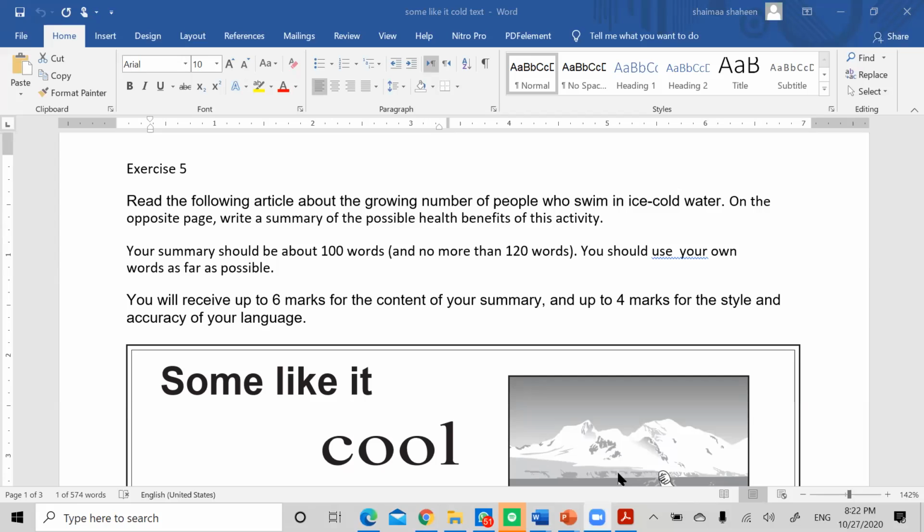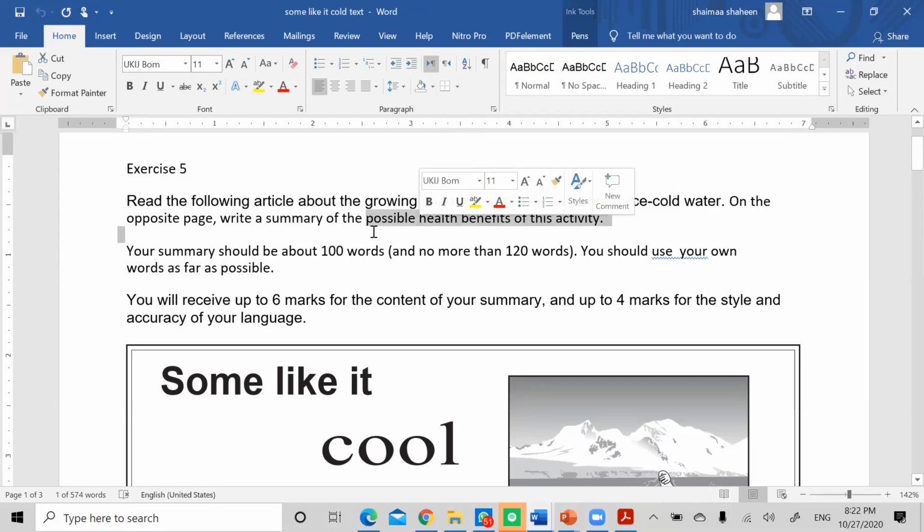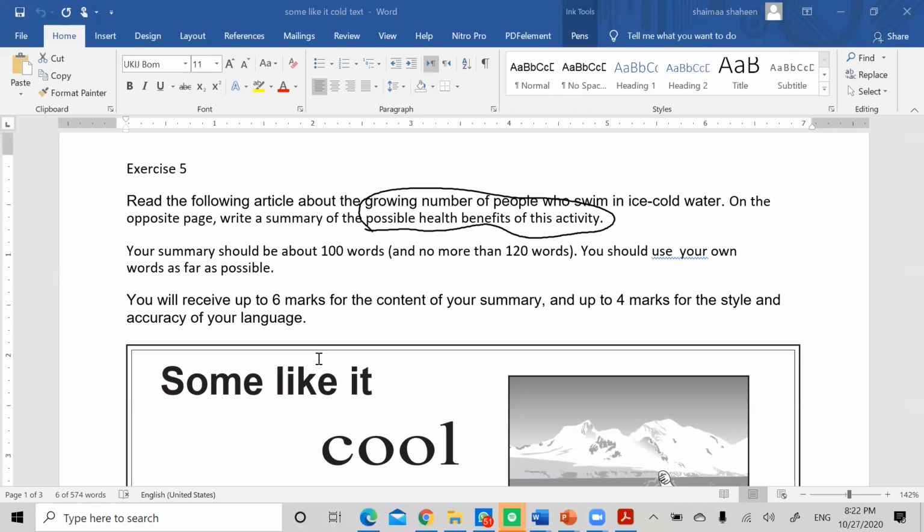So according to the question, what type of benefits? Health benefits. What am I going to find out? The health benefits of this activity. Only health benefits. And what about the word limit? The maximum limit is 120. And have a look here, it is written, use your own words as far as possible. This is important in this exercise.